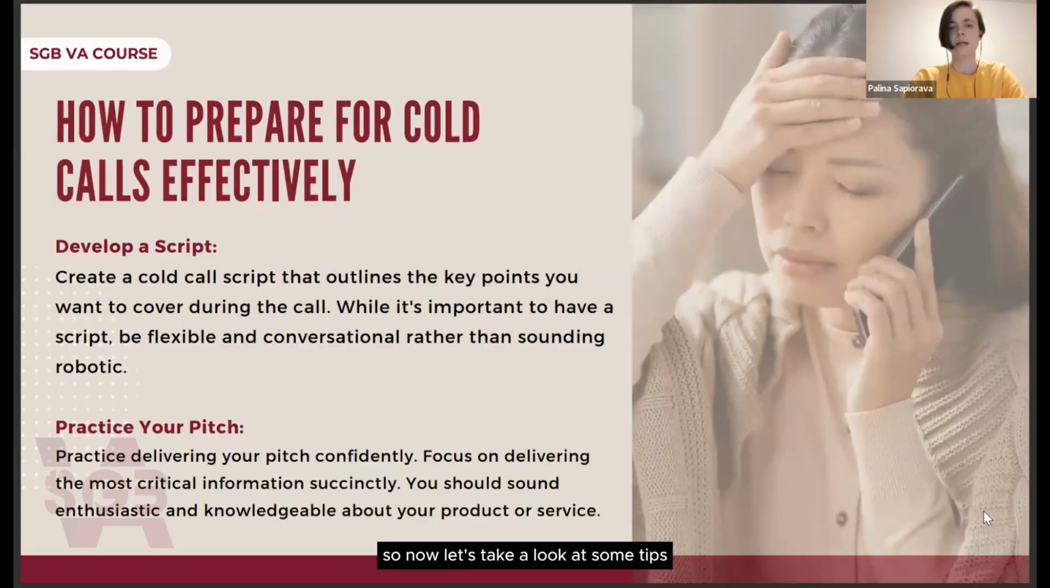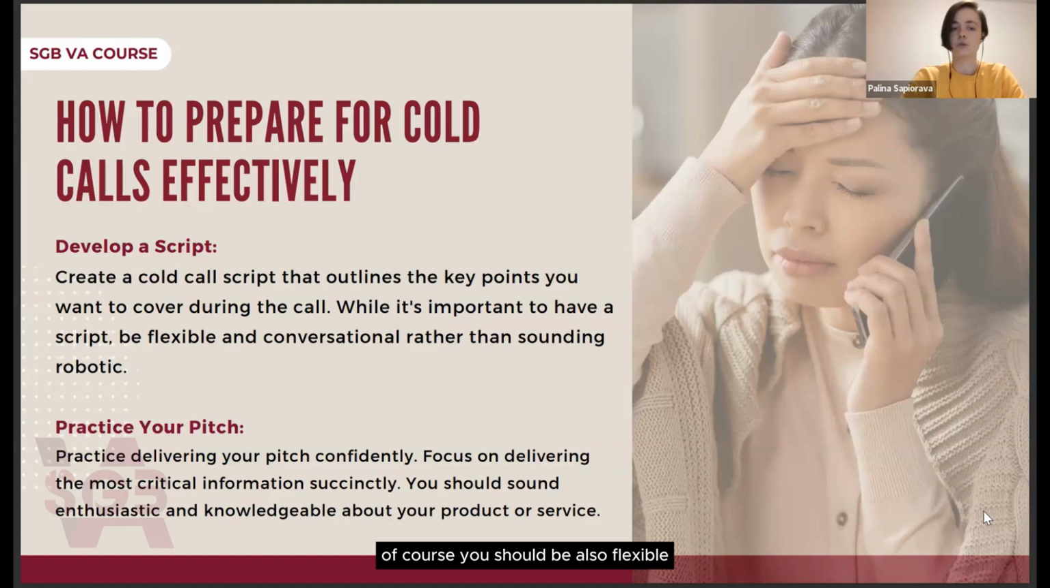So now let's take a look at some tips on how to prepare for cold calls effectively. First of all, develop a script. Create a script that outlines the key points that you would like to cover during the call. It's important so it will be easier for you not to forget important details of what you really would like to tell the potential lead.